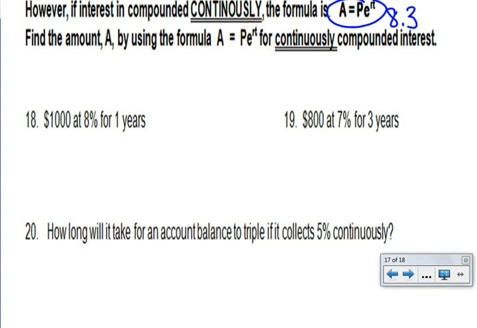The reason this is a different formula is because this time your interest is compounded continuously. So there's not a set number of times, it's just always compounding interest. So first, number 18, 1,000, sorry for the bell, that is our P value, the initial principal. 8% is our rate, we're going to write it as 0.08, and then T is 1 year. So we're going to type in our home screen 1,000, and then e is a number on your calculator, caret, 0.08 times 1. So I'll grab my calculator.